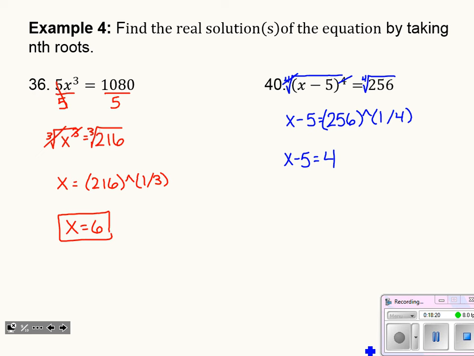And now I just need to finish solving. So how do I finish solving? I add 5 to both sides. Welcome back to Algebra 1. X equals 9.